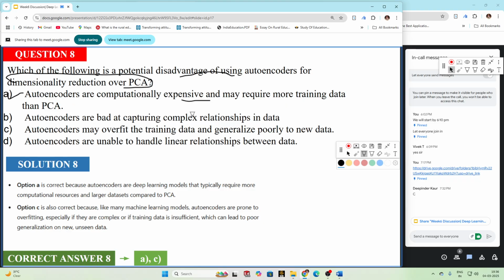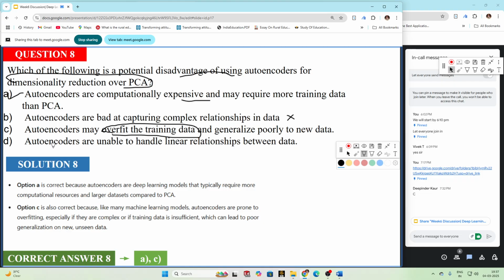Option B, autoencoders are bad at capturing complex relationships. This is not correct. It is a feed forward neural network, so there is no such thing that it is bad at capturing complex relationships of data. Option C, autoencoder may overfit the training data and generalize poorly to new data. Yeah, very right. Whenever we are using an overcomplete autoencoder or an undercomplete autoencoder with so many parameters, it will overfit the training data and generalize poorly to new data.